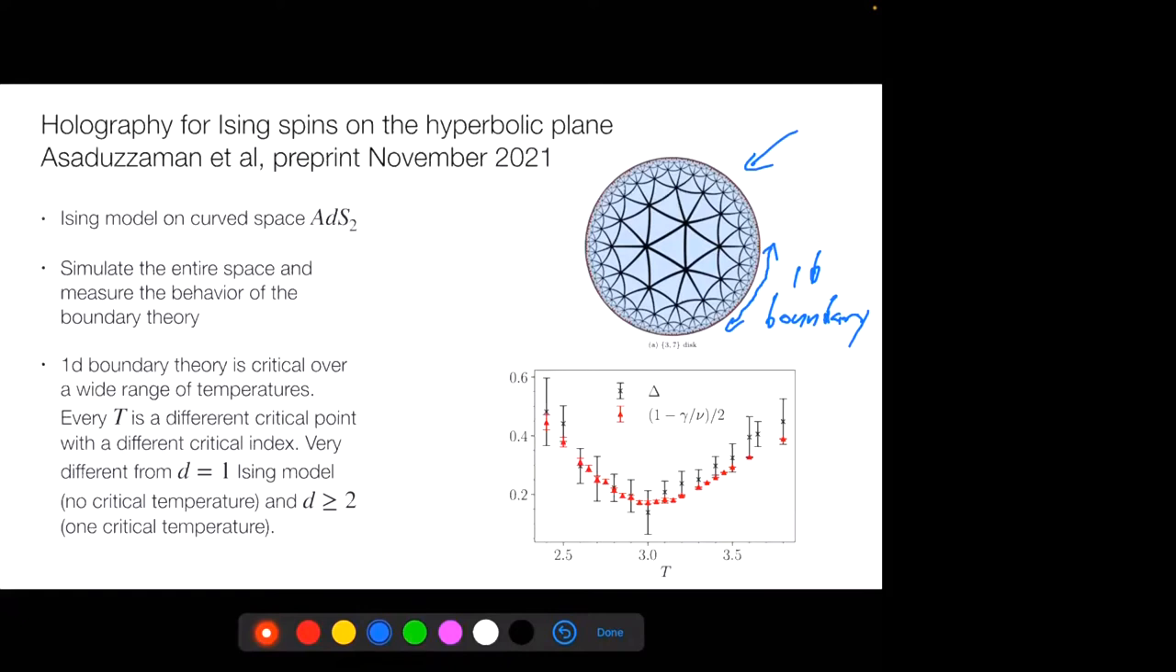So instead of having no critical point like the one-dimensional Ising model, d equals one, and one critical point like d equals two, they get a whole line of critical points, which is more or less what you'd expect if you believed in Maldacena's conjecture. And that's where I'll stop.